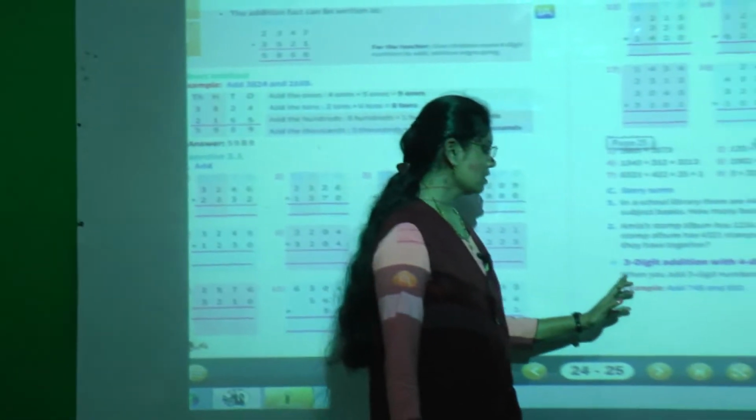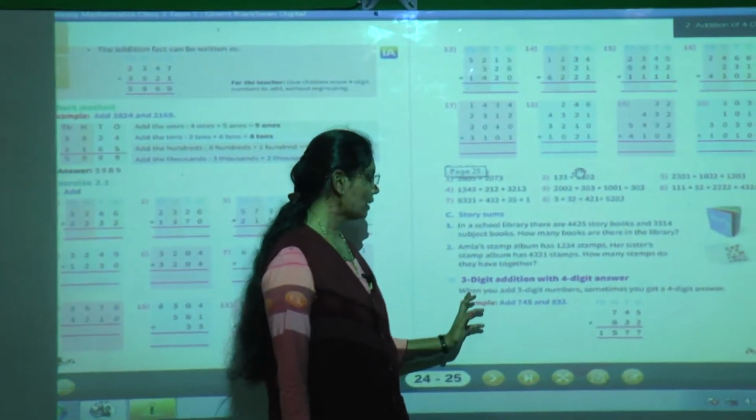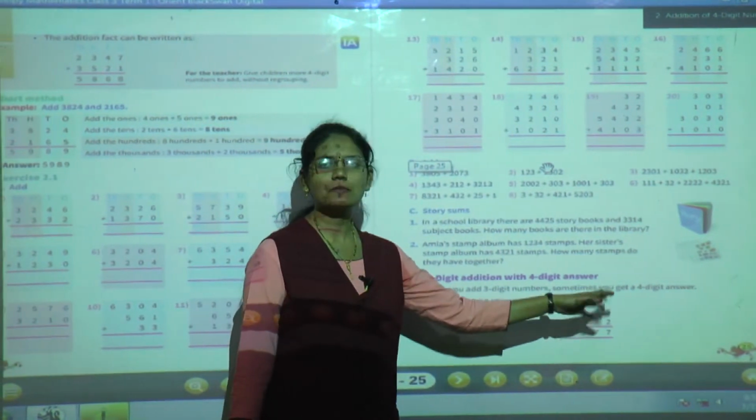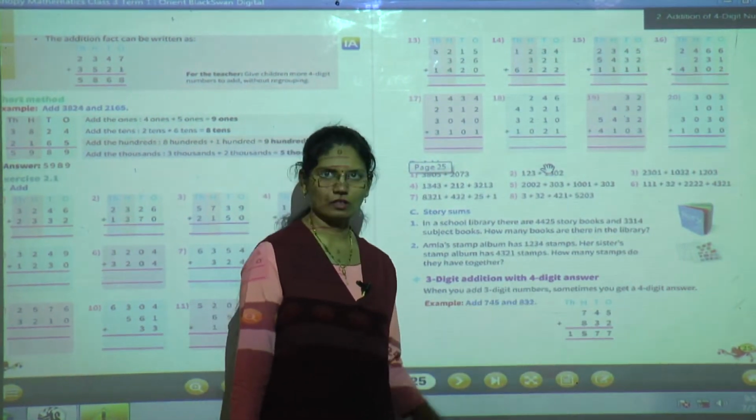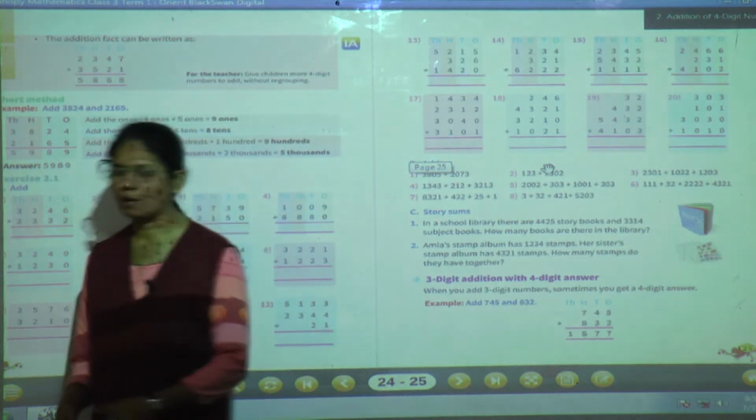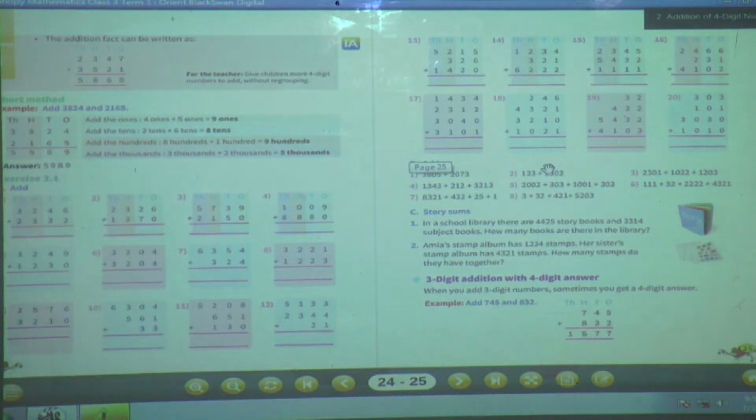In our last session, we have completed exercise 2.1. Now today, we are going to see 3-digit addition with 4-digit answer. Sometimes when we add 3-digit numbers, we get the answer in 4 digits. That we are going to see now. Now look at the board. Here, I'll show you one example.